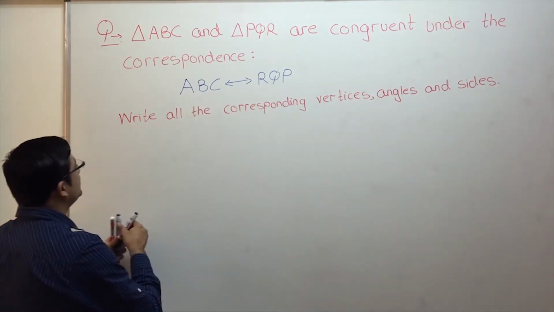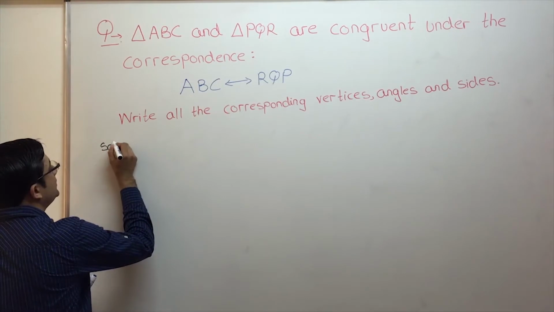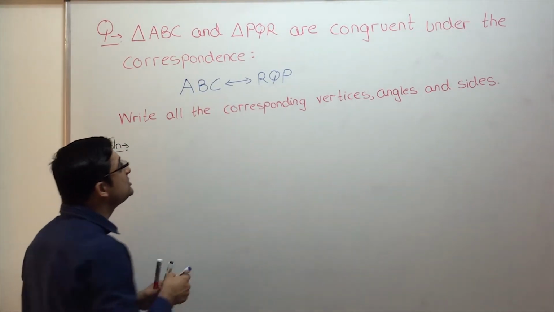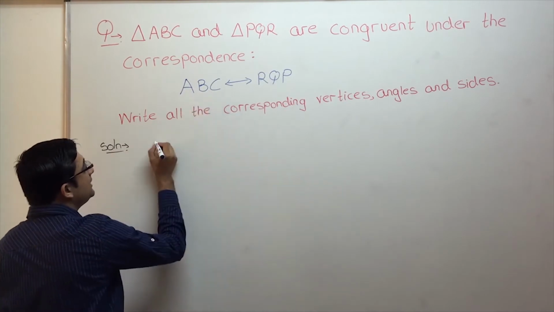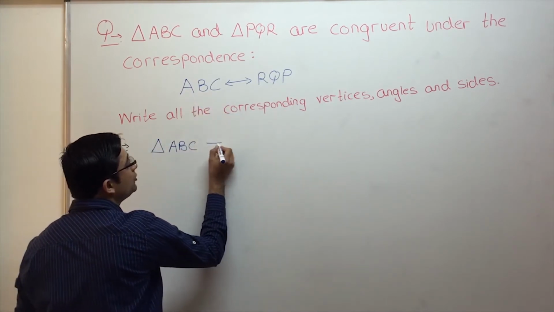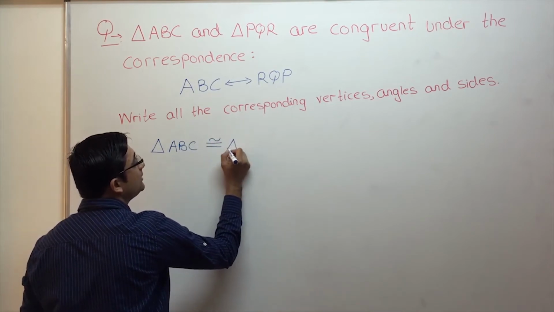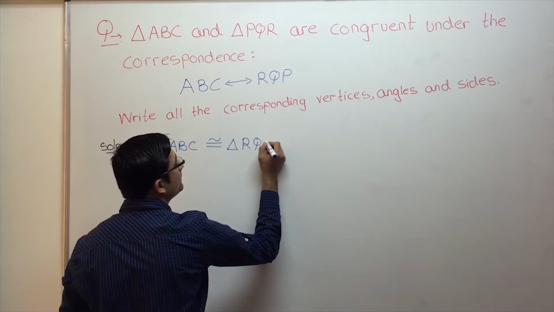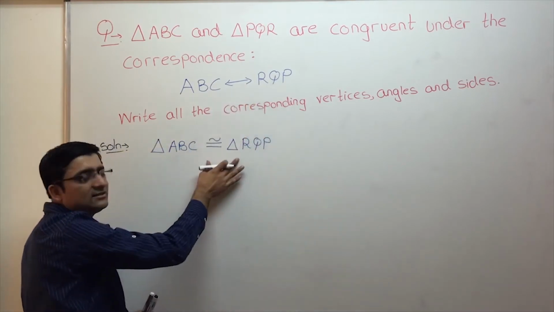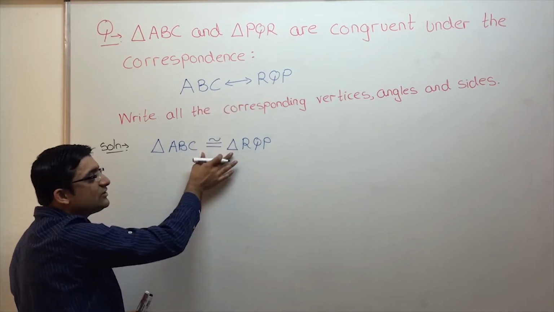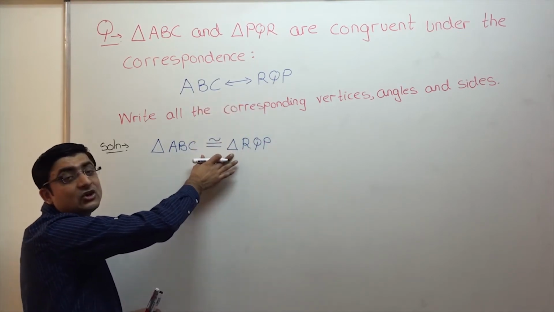Right? So we'll begin with the solution. The first step is to write down your congruence statement. What is the congruence statement? This is triangle ABC is congruent to triangle, copy in the exact same sequence, RQP. So this is another way of writing this congruence statement. Whenever given this corresponding statement, just write it like this. So always begin with a congruence statement.